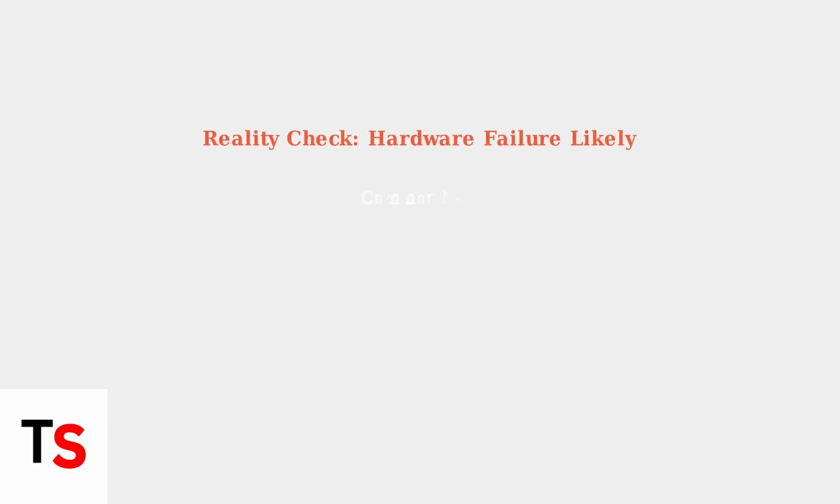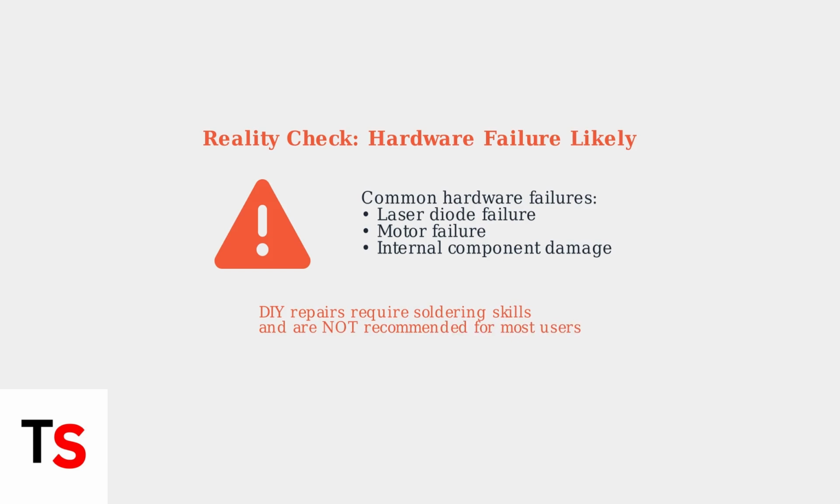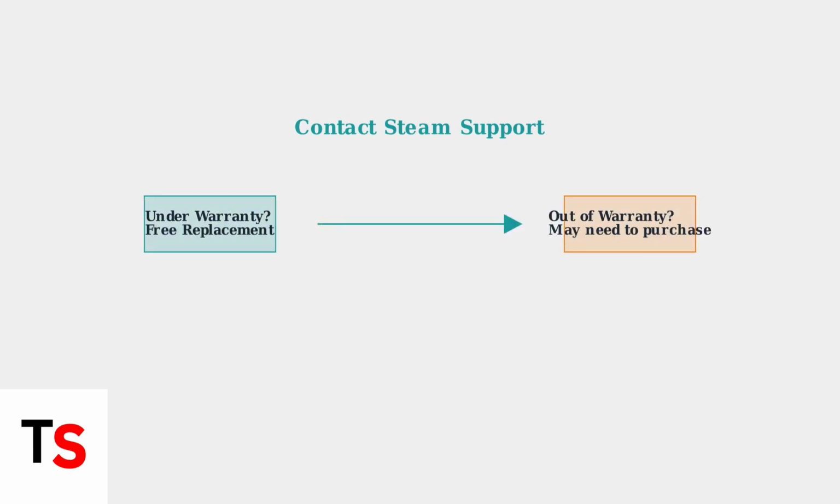If none of these troubleshooting steps work, it's highly probable that your base station has a hardware failure. The most common issues are failing laser diodes or motors, which require specialized repair skills. Your best course of action is to contact Steam support for a replacement.